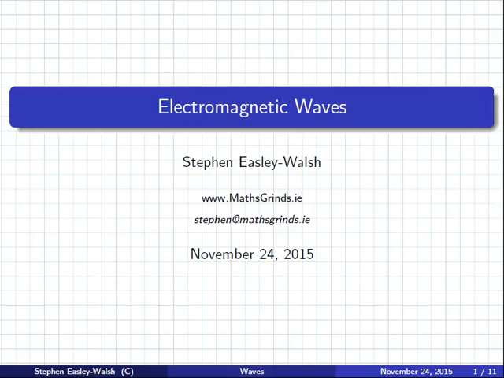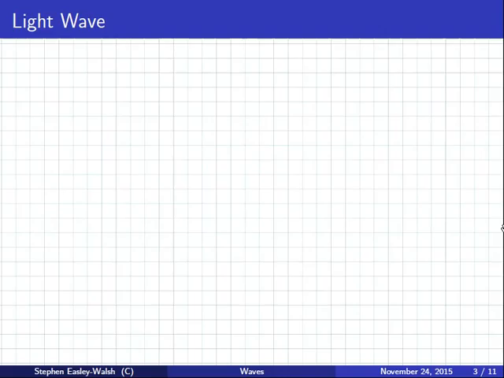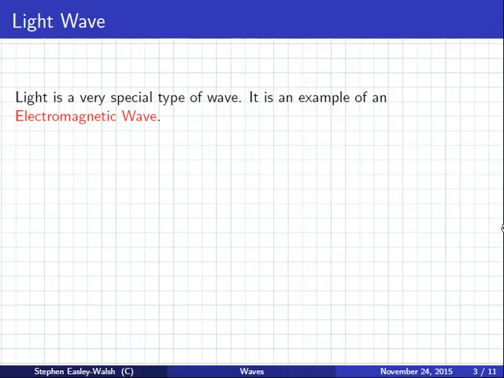Okay, electromagnetic waves. You got that title? Yes? Yeah, okay. So we'll have a look at exactly what are electromagnetic waves. Okay, so firstly, light wave. Actually, the light that's coming out there is a very special type of wave. It's an example of an electromagnetic wave. So you know you have an ocean wave, a sound wave, an earthquake wave, all different types of waves. Light is a special type called an electromagnetic wave. Okay? So you can even write down: light is an electromagnetic wave, if you want.